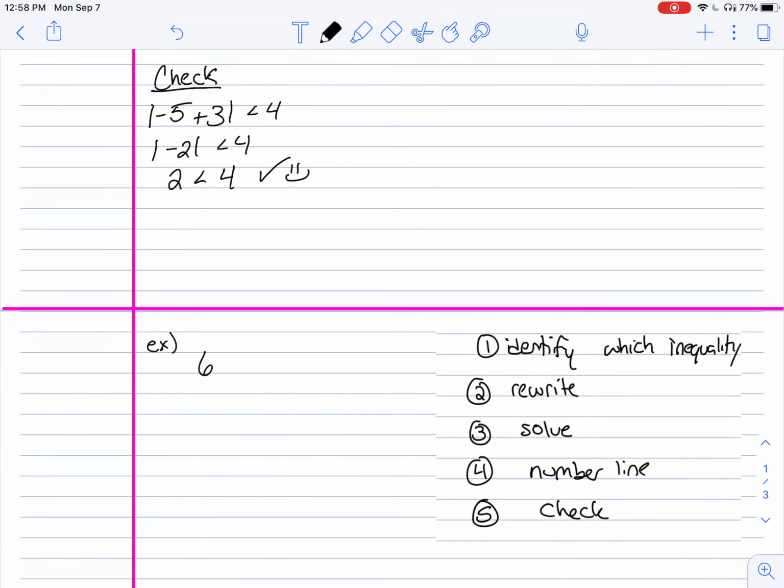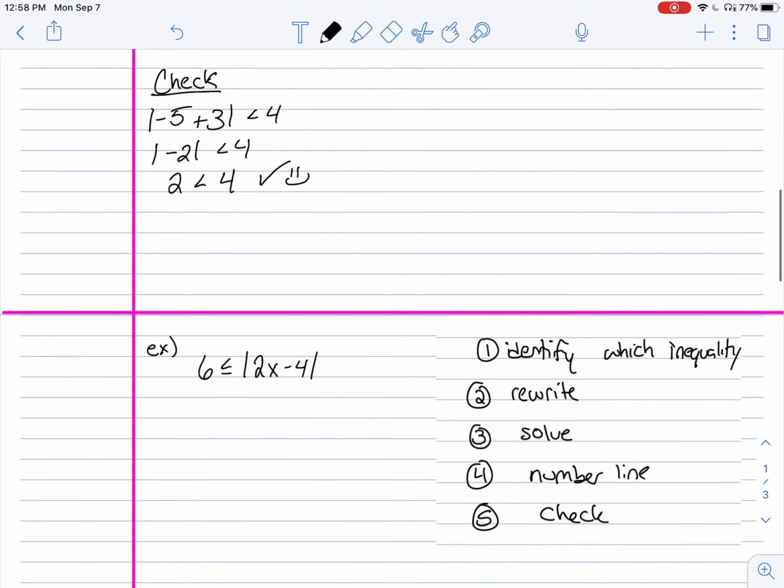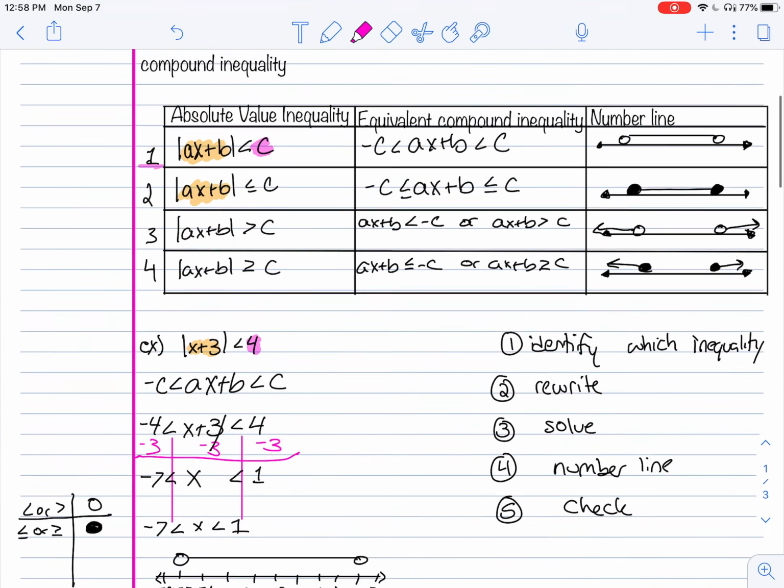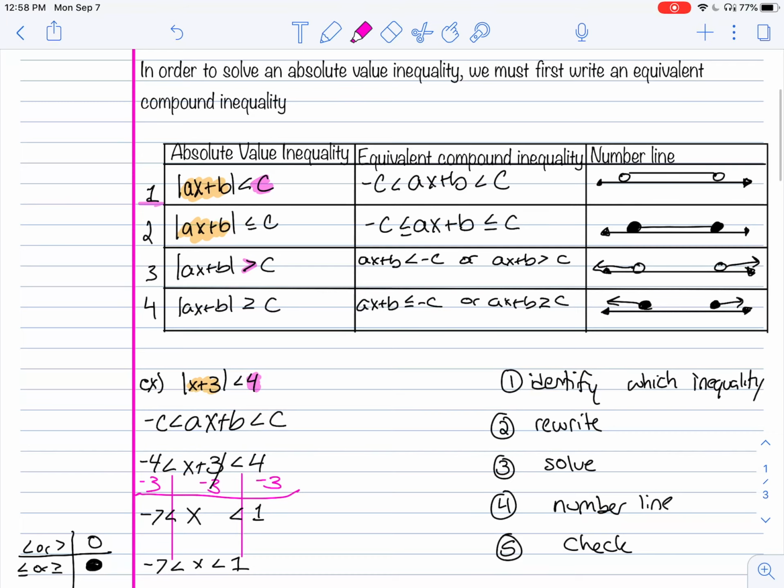I have 6 less than or equal to the absolute value of 2x minus 4. So the first thing I need to do is identify which type of inequality I have. So in order to do this, look and see where your inequality is opening up to. This one's opening up towards the absolute value sign. So we are opening up towards the absolute value sign in 3 and 4.